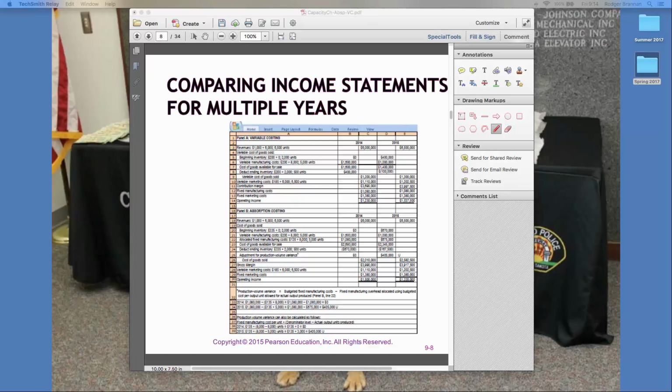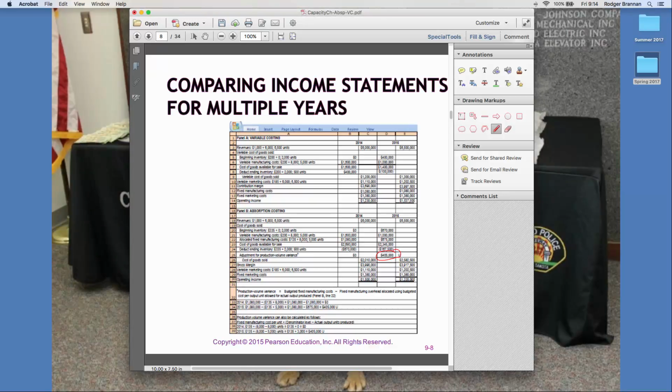So the variable costing, I'll let you take a look at there. Nothing really earth-shattering different than what we've seen before. The same thing would be true with respect to absorption costing. But I would highlight two things that are different. One is that you have a so-called production volume variance. Now, what does that mean?